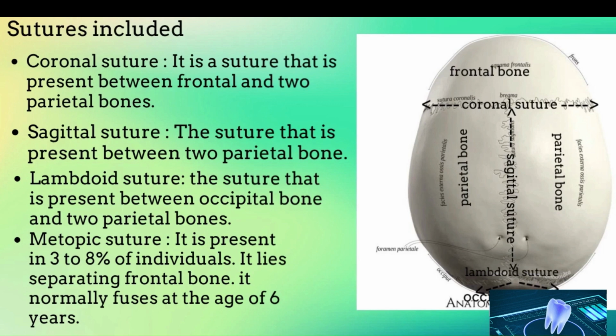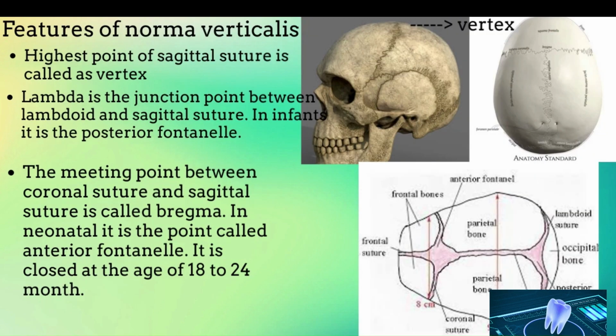And here comes the last suture, called the metopic suture, that separates the frontal bone into 2 halves. It is fused at the age of 6 years and it is present in 3 to 8% of individuals. So now let's move on to the next part, that is some other features or characters of Norma Verticalis.